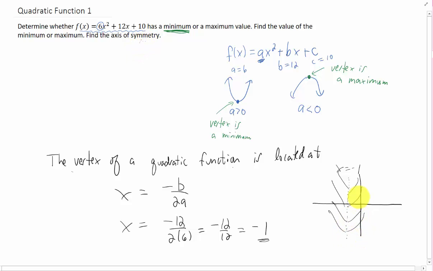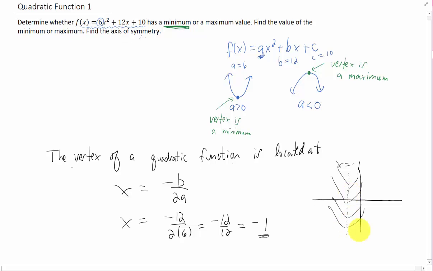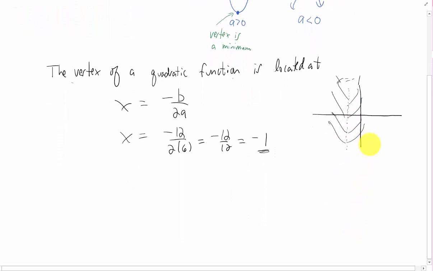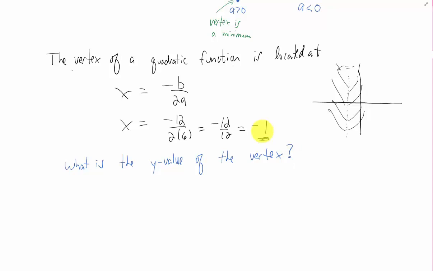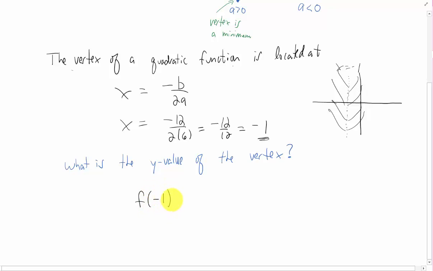But what I want to do right now is find where this parabola is located. In other words, where is the y value of its vertex? Let's scroll down a little bit to do that. Anytime we have an x value of a function and we want to find the y value of the function, we just have to plug that x value into the function. So we need to find our y value, which is f of negative 1.